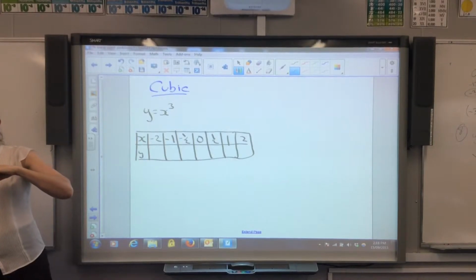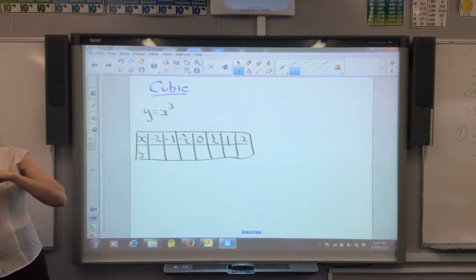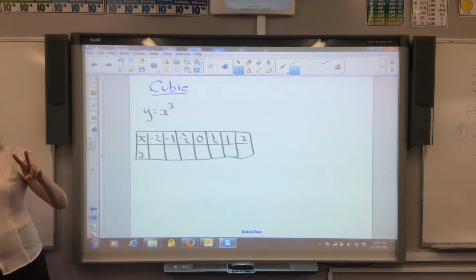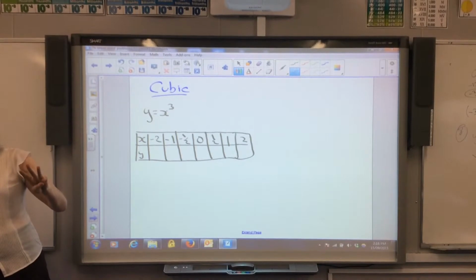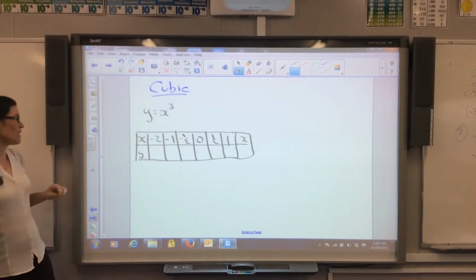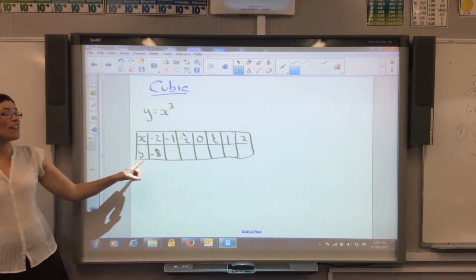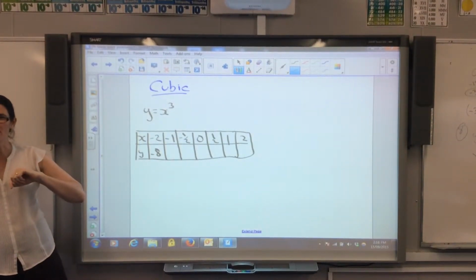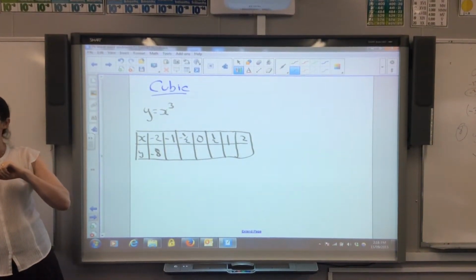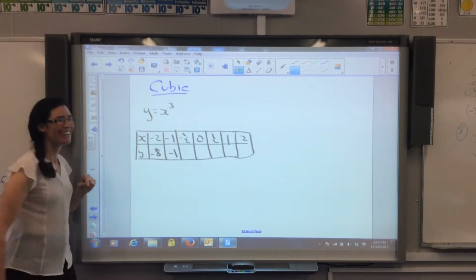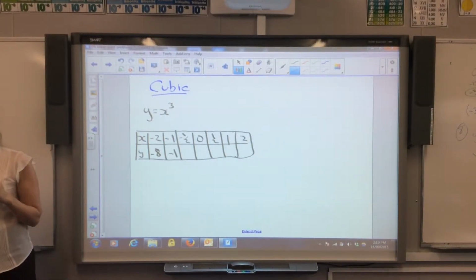-2 times -2 is 4, times -2 is negative 8. It's -8. What do you think -1 cubed is? Negative 1. Yeah, negative 1.